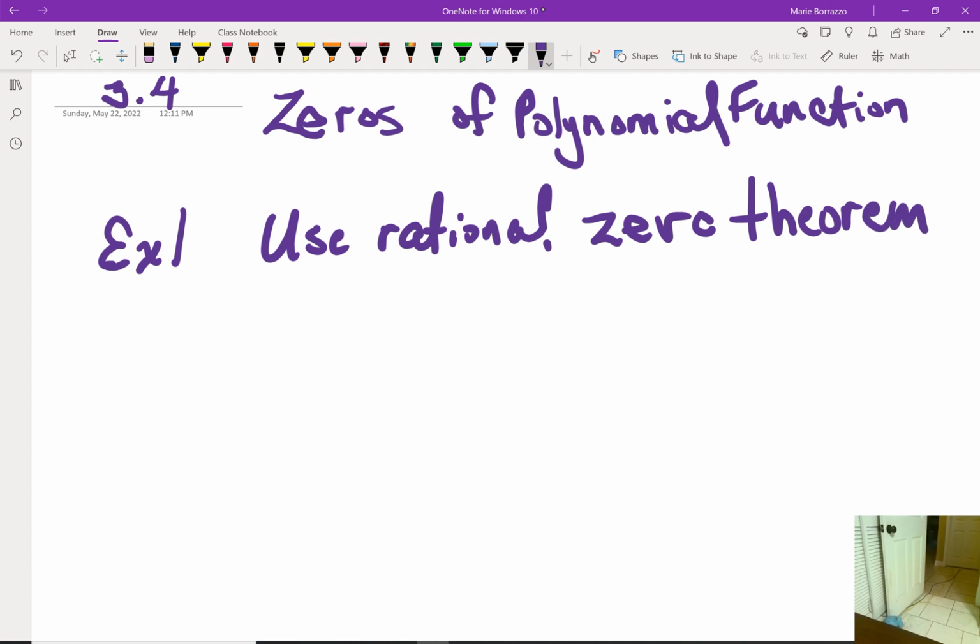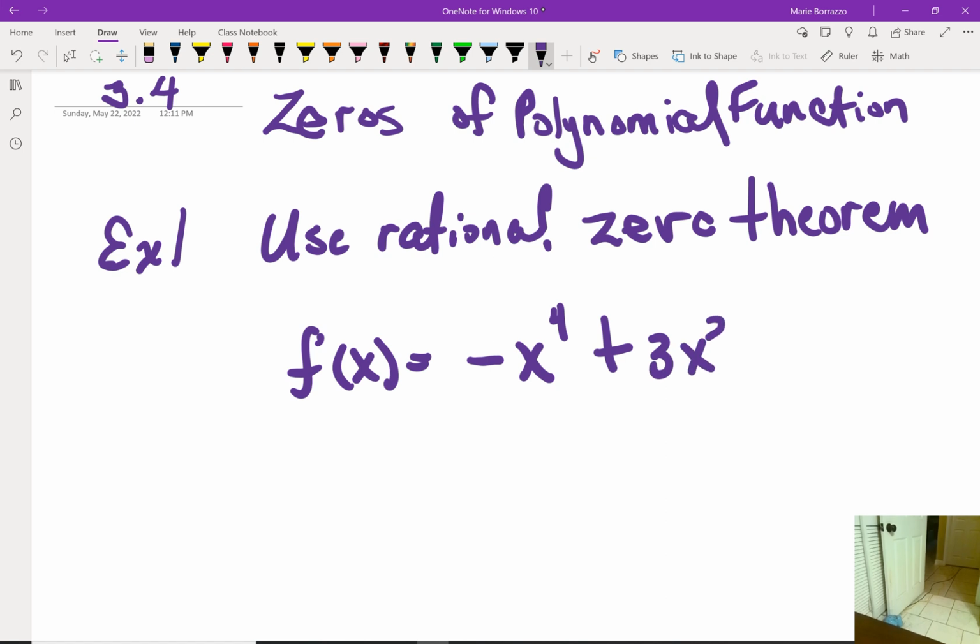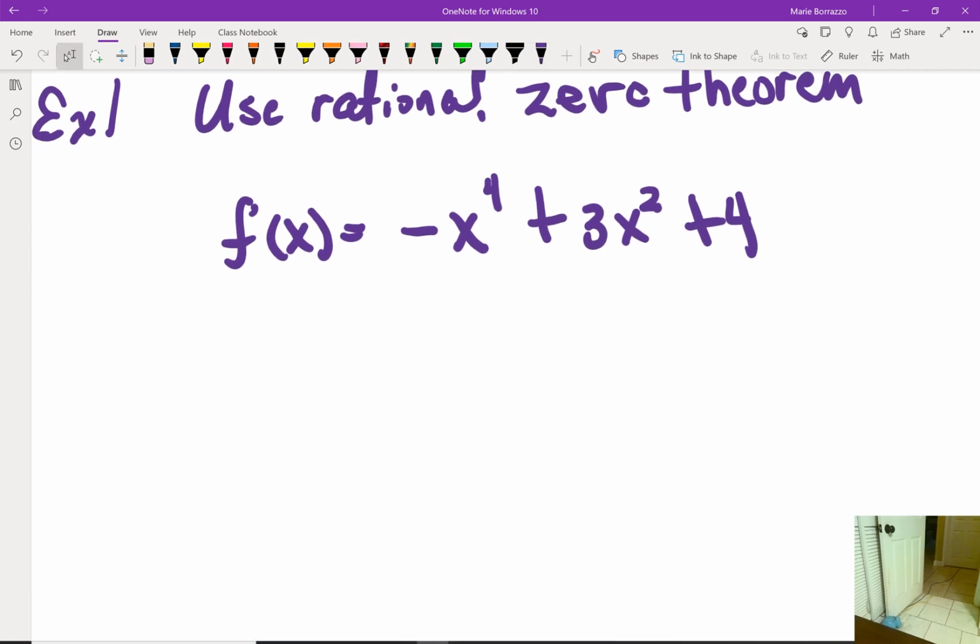And the rational zero theorem in this example, basically they give you f of x is equal to negative x to the fourth plus 3x squared plus 4. The way this translates is we're going to look at the factors of the constant. So 1 times 4 is a factor of this constant, and so is 2 times 2. If you look at the factors of the leading coefficient, basically we have plus 1, minus 1.